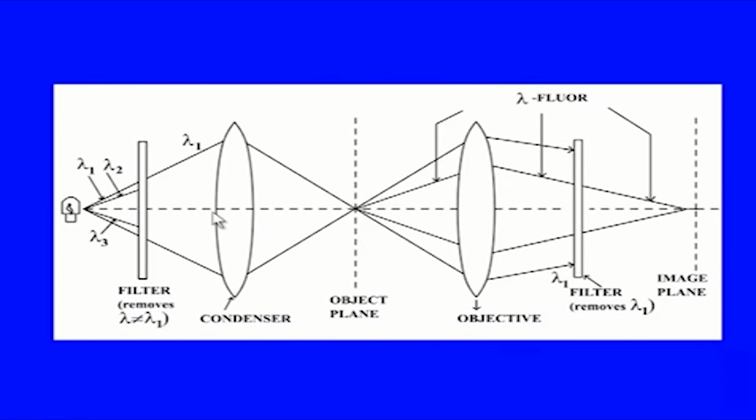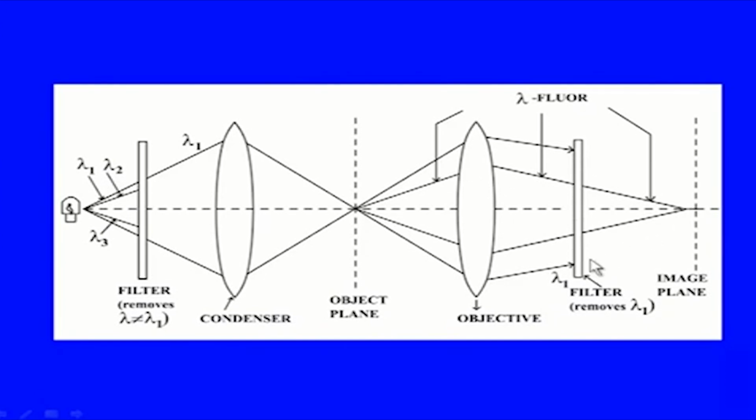This is then passed on to the condenser. The condenser focuses the wavelength onto the specimen plane or object plane. Now, the object has to be fluorescent, that is, it should have a fluorescent substance which could be excited by this wavelength, and so it could emit fluorescence. As we go along, you can see that after the objective lens, another optical filter has been placed, and this optical filter is not allowing the excitation wavelength, but rather it is allowing only the emission wavelength to pass through.